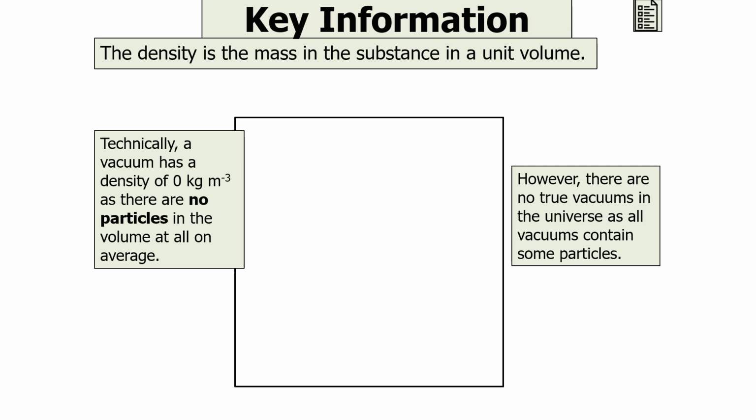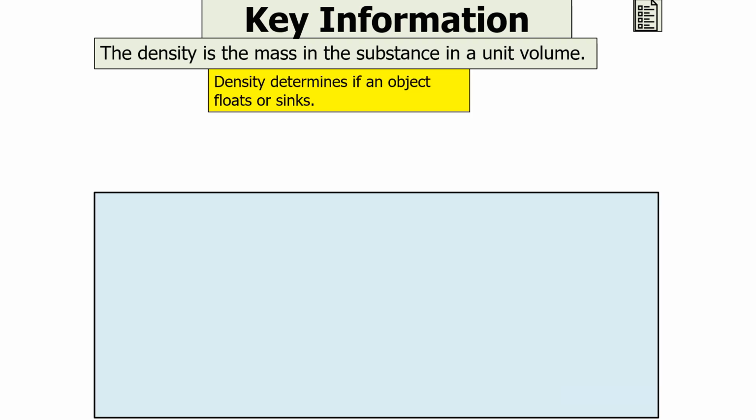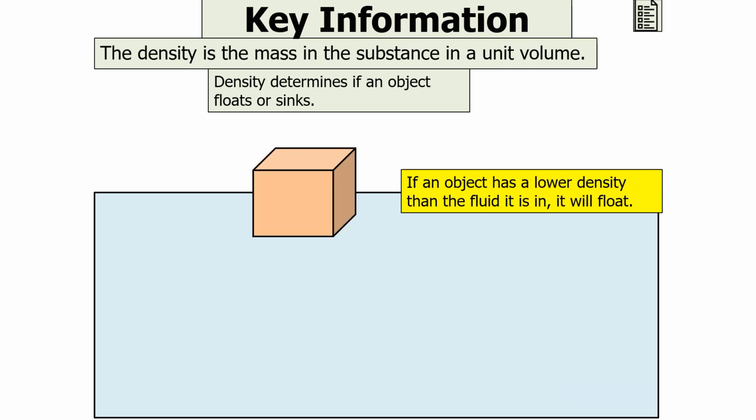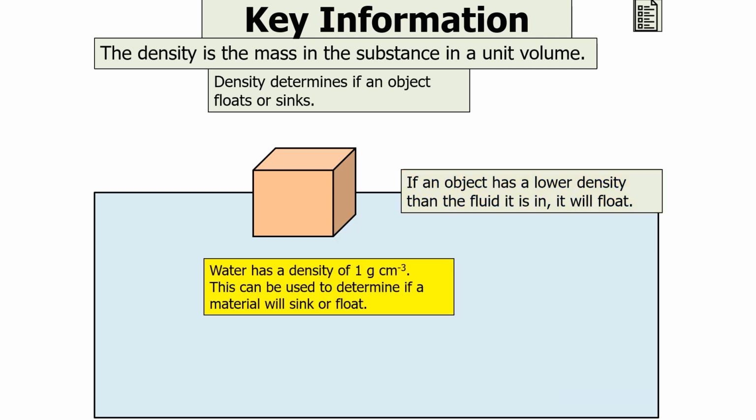Now, density is a very important property in the real world because density can determine if an object floats or sinks. If an object has a higher density than the fluid it is in, it will sink. If an object has a lower density than the fluid it is in, it will float. Now, water has a density of 1 gram per centimeter cubed. This means that it can be used to determine if a material will sink or float in water.